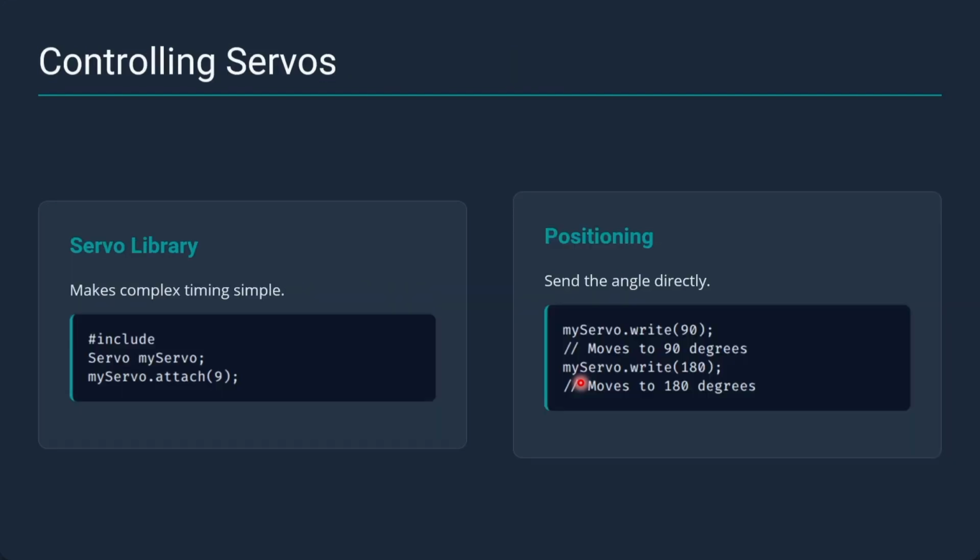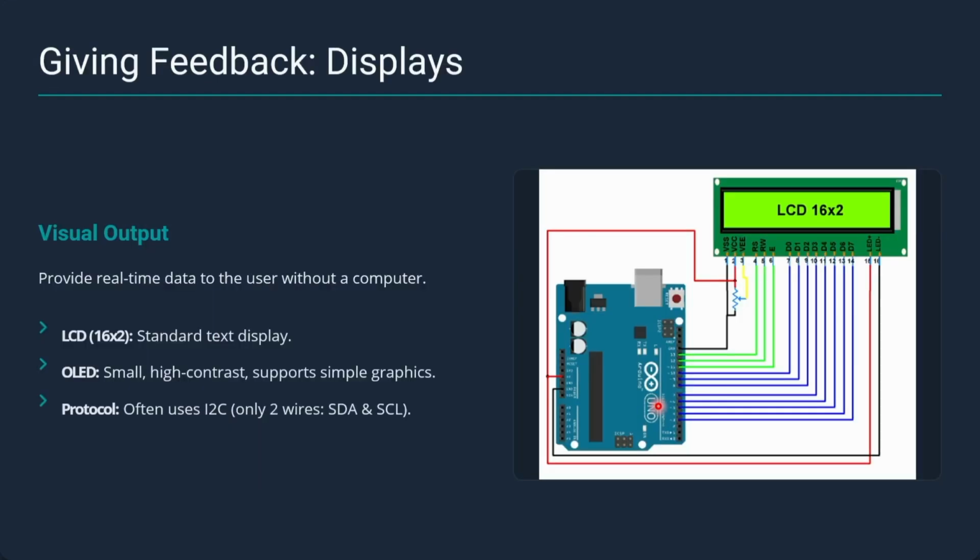For controlling servo motors, we have servo libraries. These will make the servo motor work as we want. If we write myservo.write(90), that will make the servo motor move 90 degrees. If we write 180, that will make it move to 180 degrees.